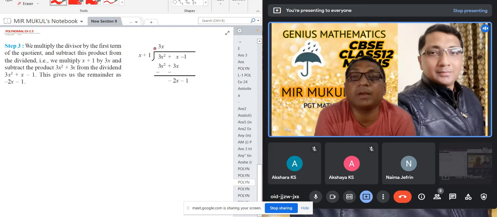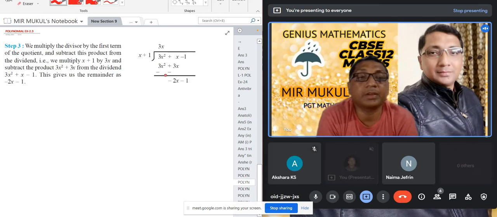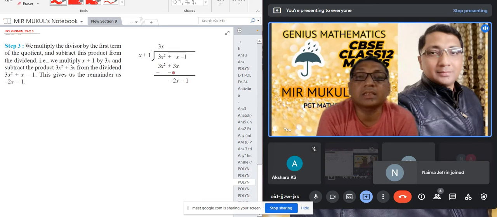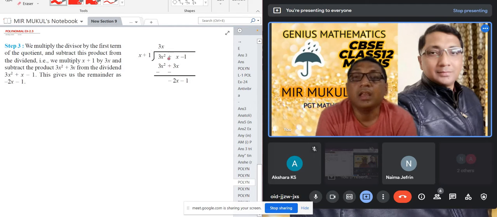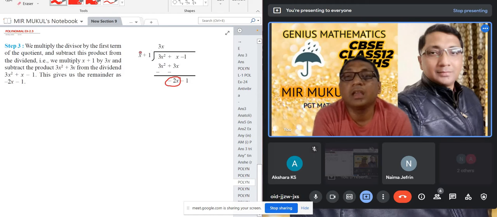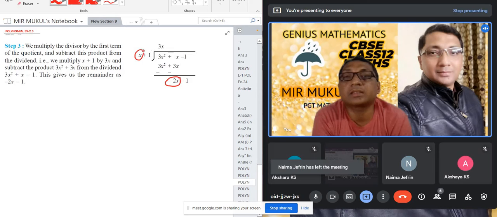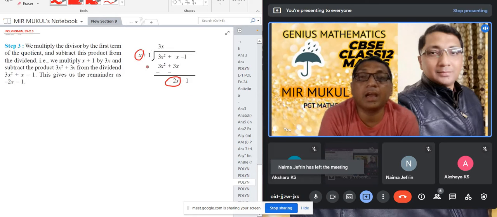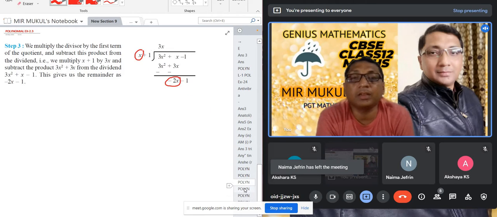So if we multiply 3x, we get 3x square. 3x into 1 is 3x. Then if we subtract these two polynomials, the signs will be changed. So here minus, here also minus. So we get minus 2x minus 1. Again the same procedure. Now its first term is minus 2x, and here we can observe x. Now if you divide minus 2x by x, what will you get? Just check.